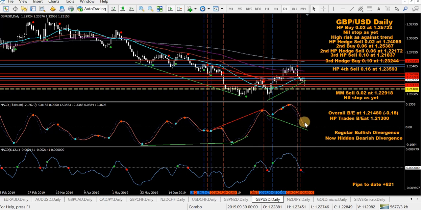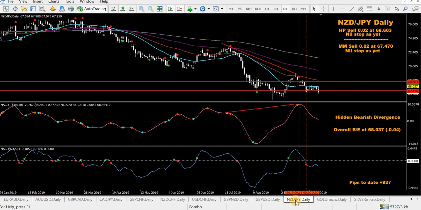I may have to get creative. The MACD Platinum's just about at the 0 level, so it might pop down below and give me some sort of confirmation with this possible hidden bullish divergence. Hopefully that'll form. The MACD Platinum keeps on falling down, then turns up, and I'll be able to trade my way out to the upside. That's the plan anyway. New Zealand yen, couple of sells. Don't think I've closed any yet, so minus 0.04.